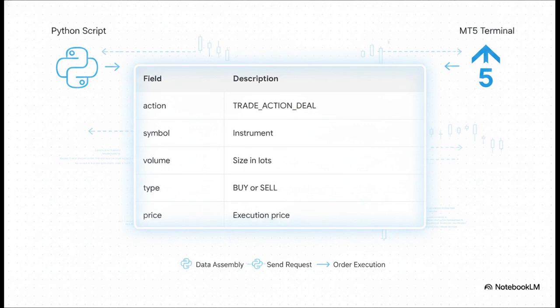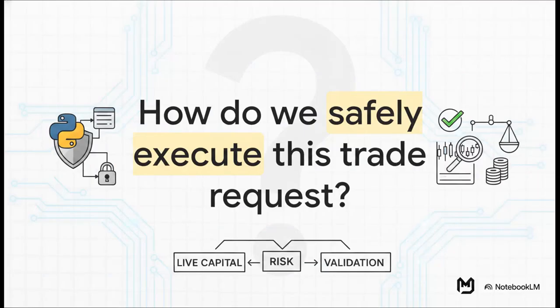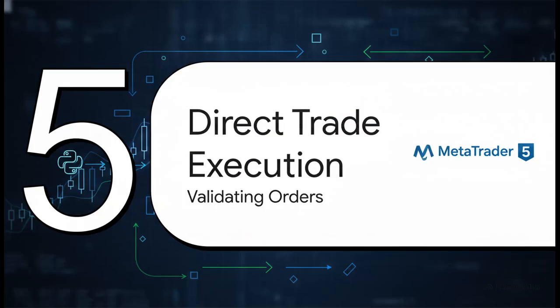Honestly, that's it. These specific fields make up the absolute minimum payload your Python script has to assemble to command the MT5 engine. But that brings us to a huge, absolutely critical question for anyone making the leap to live markets. How do we safely execute and verify this trade request in Python? Because let's be real, risking live capital takes a lot more than just firing off a data packet and crossing your fingers. We need strict validation. Which leads us perfectly into Section 5, direct trade execution.